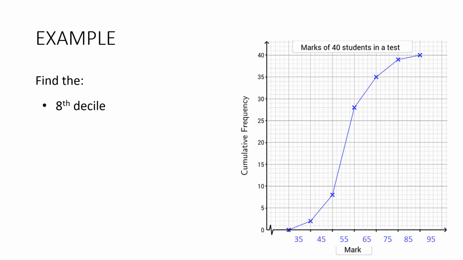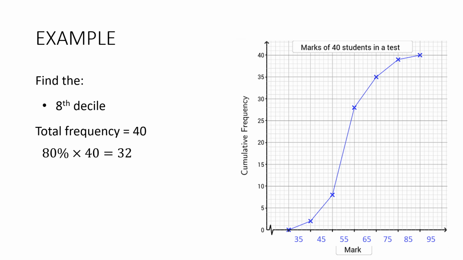So here's a cumulative frequency polygon, also known as an ogive. Remember, we covered this back in our second lesson. How do we use the ogive to work out the value of the 8th decile, or the 80% mark? We need to start by working out the total frequency. It tells us up the top that there are 40 students, so that's the total frequency, and we want 80% of that, which is 32.